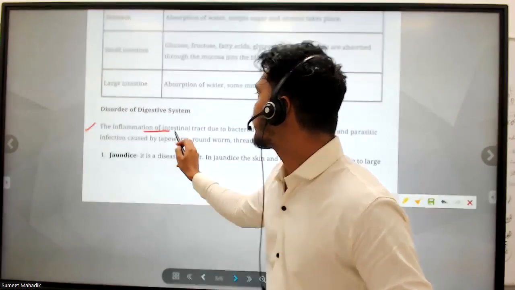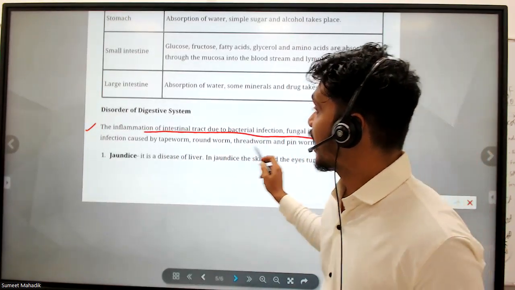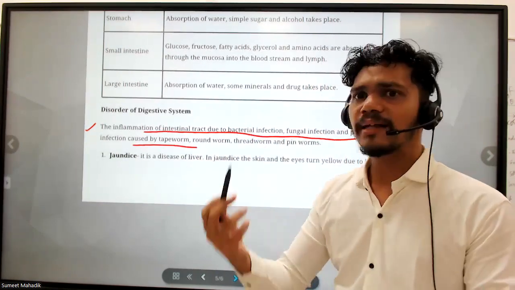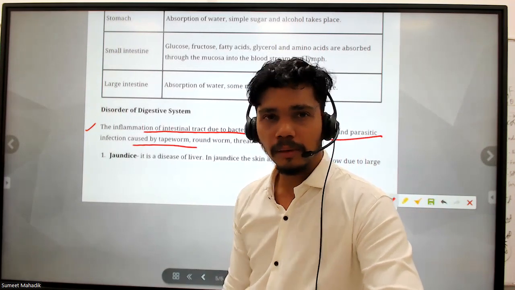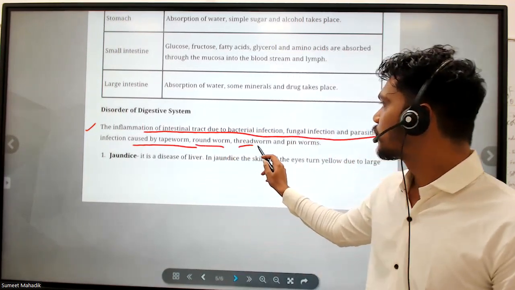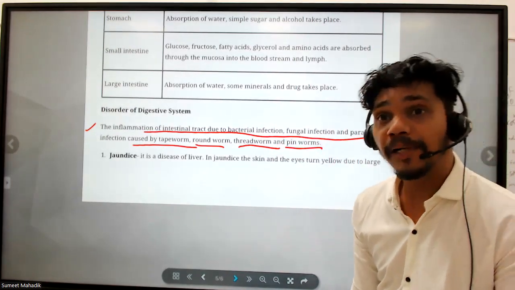So, disorders of the digestive system, the last part, pay attention. Inflammation of the intestinal tract due to bacterial infection, fungal infection, and a parasitic infection caused by tapeworm. From where will tapeworm come? By the soil, mostly in babies. Roundworm, threadworm, and pinworms are there. All of this can also spread by contaminated food.